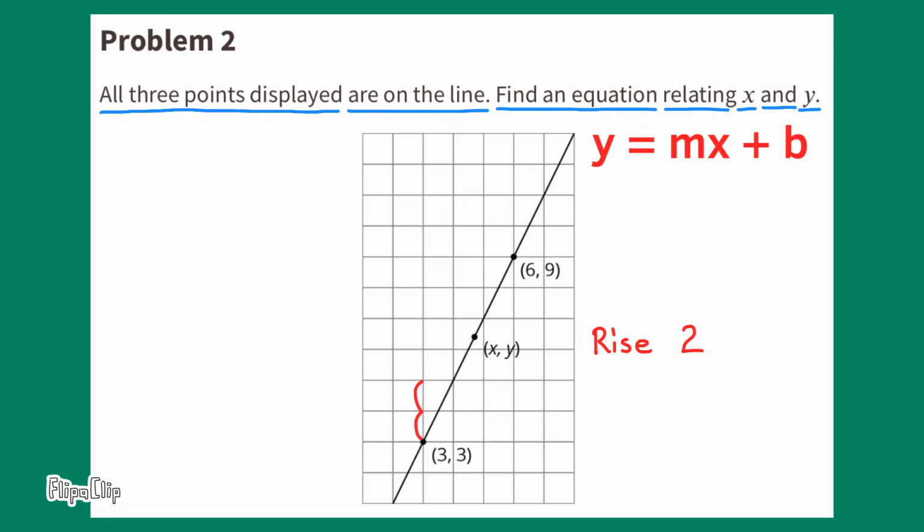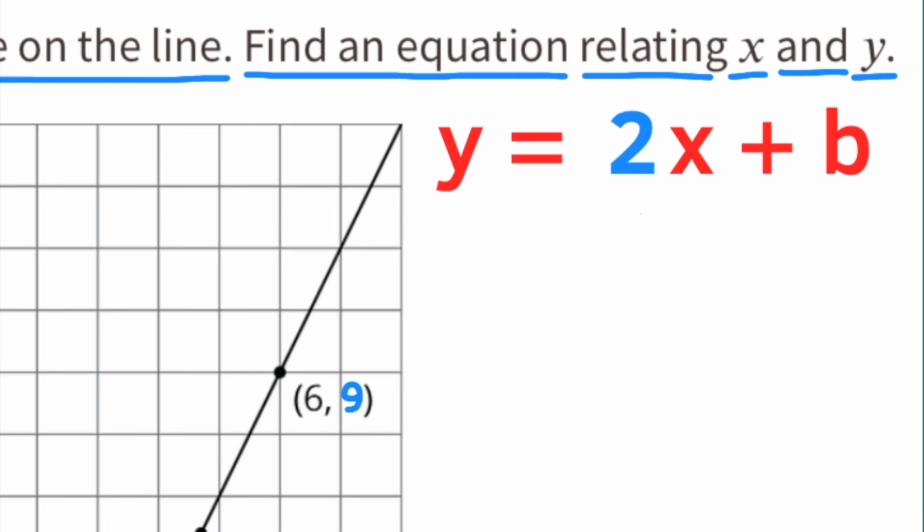And you can see from this point, it rises up 2 and over 1. So the slope is 2 over 1, which is the same as 2. So I can substitute the m with the 2. Let's use this set of coordinates to find our equation. We'll take the 9 and substitute it for the y, since the 9 is in the y value. We'll take the 6 and substitute it for the x, since the 6 is in the x value.